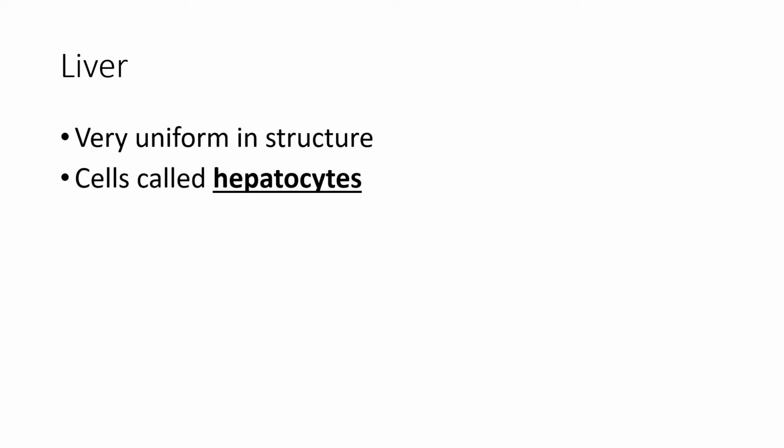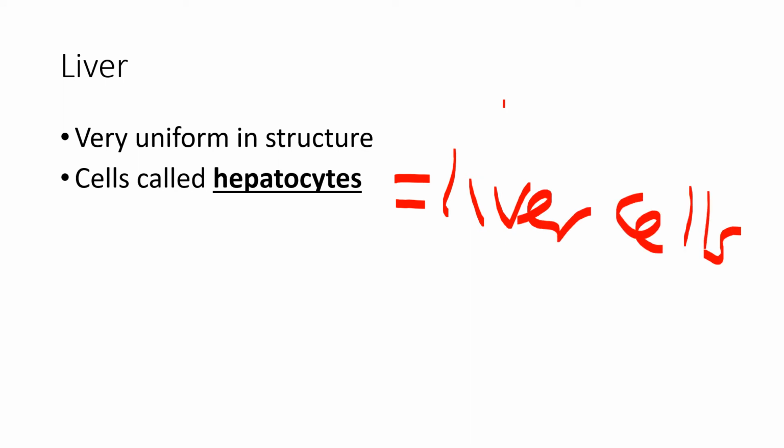It is very uniform in structure. The individual cells are called hepatocytes. So hepatocytes are liver cells. Now, you can call them liver cells in an exam. You will still get the mark. Hepatocytes is the more technical term. Anything that is hep or hepato is liver: hepatic portal vein, hepatic artery, hepatic vein. Hepatocytes, cytes means cell. Cytolysis is the lysis of cells. Cytoplasm is the watery bit in cells. So hepatocytes are liver cells.